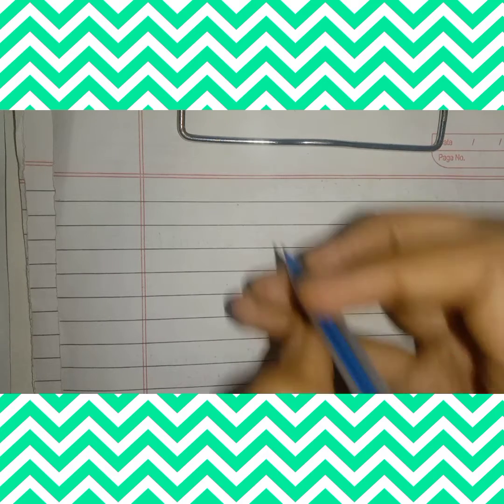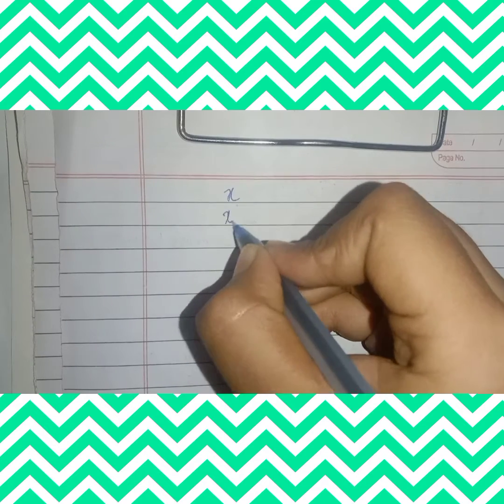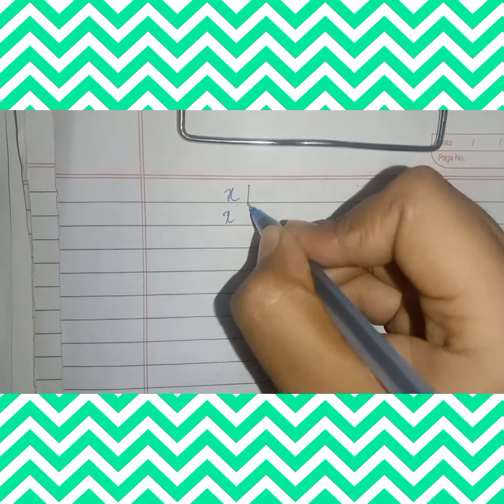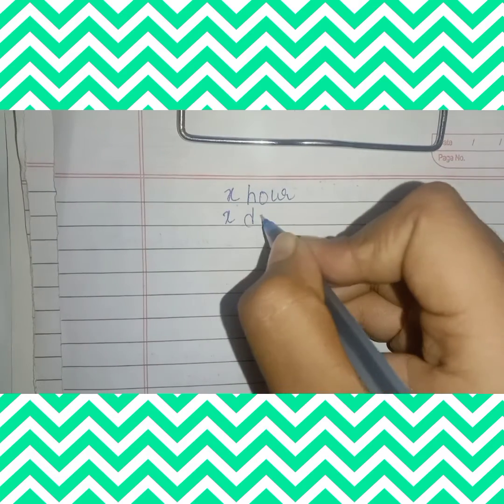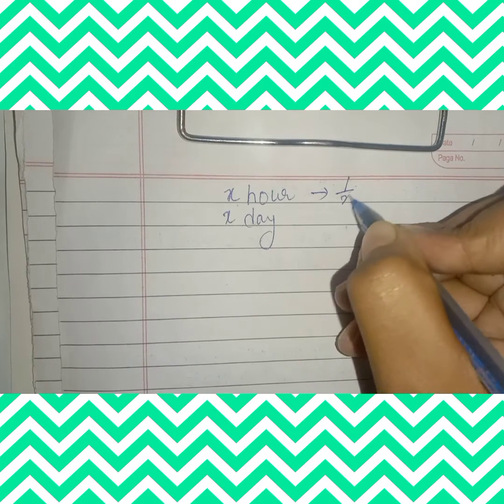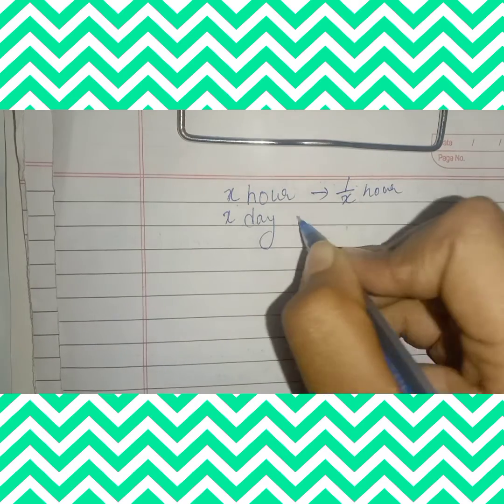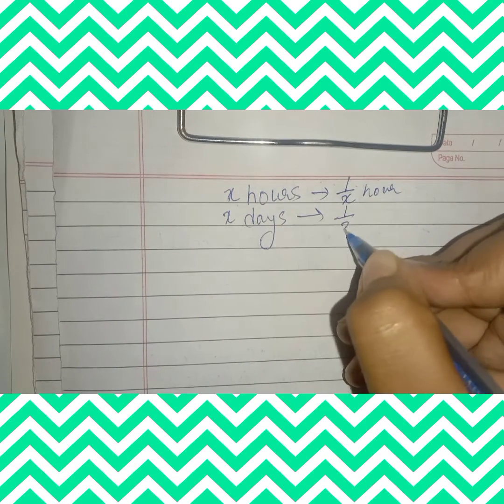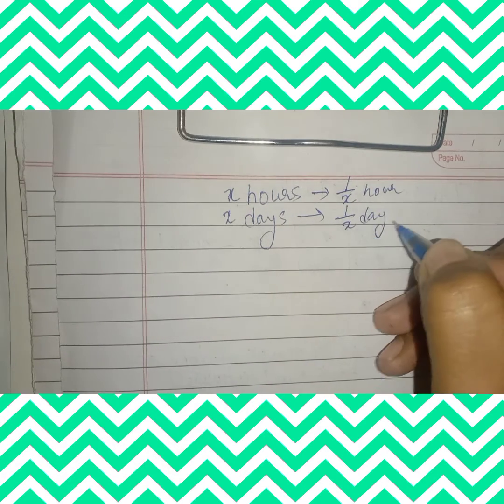The first rule is, if a person can do a piece of work in n days or hours, then that person's 1 day or 1 hour work will be 1 upon n. So this rule says that if a person can do a work in x hours or x days, then his 1 hour work will be 1 upon x hours, and his 1 day work will be 1 upon x days.